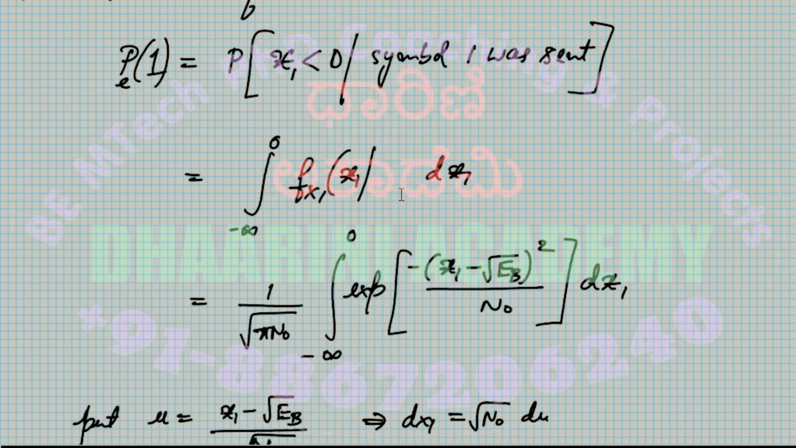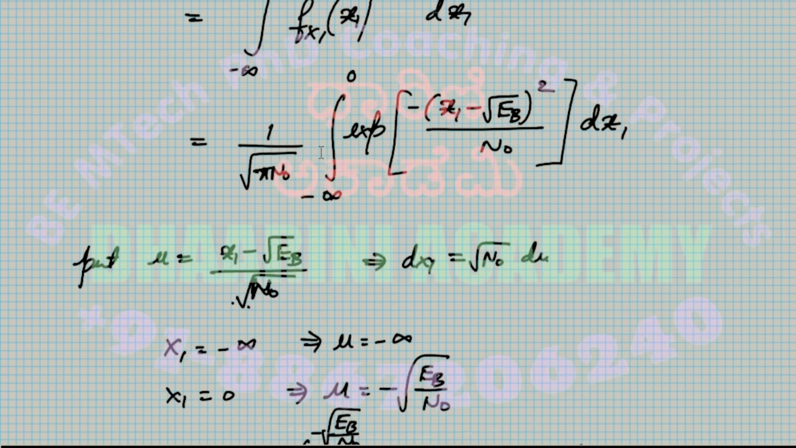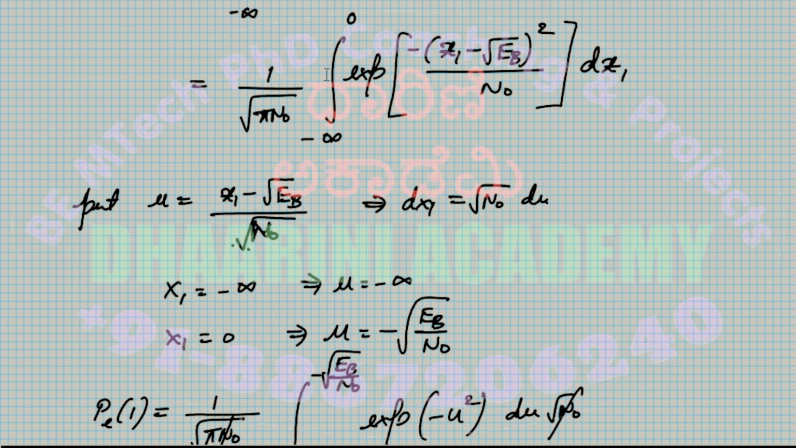So we put the condition. Error happens when, from minus infinity to 0, fx1 of x1 into dx1. Substitute the fx1 of x1 over here and you get this equation. Again, you cannot integrate directly. Make a substitution and change the limits. The original limits are minus infinity to 0, but they will change from minus infinity to minus root Eb by N naught.